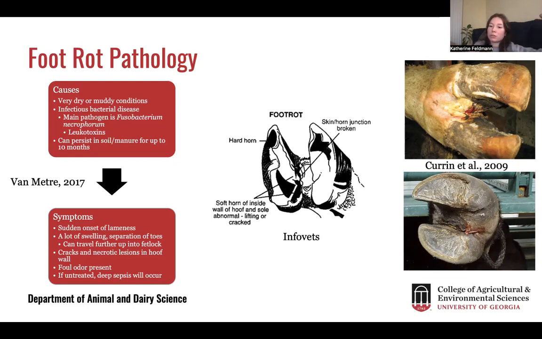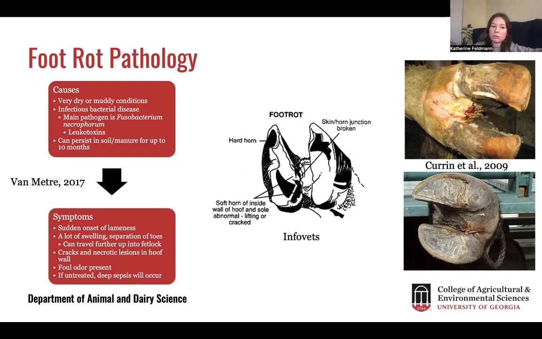And one of the issues is that this bacteria can persist in soil and manure for up to 10 months. So the first time you have an incidence of foot rot in the herd, you really need to be diligent, because if other animals get injuries to their hoof, it's very likely that they're also going to develop foot rot.